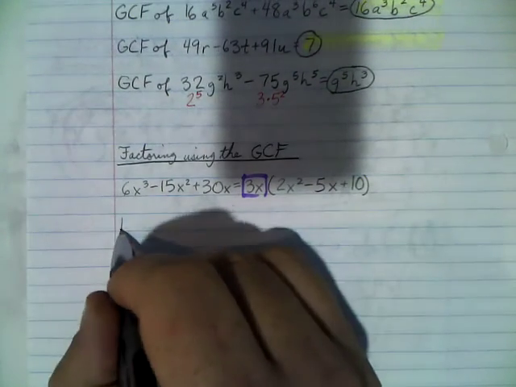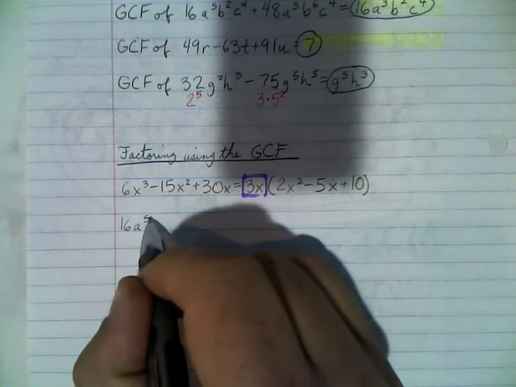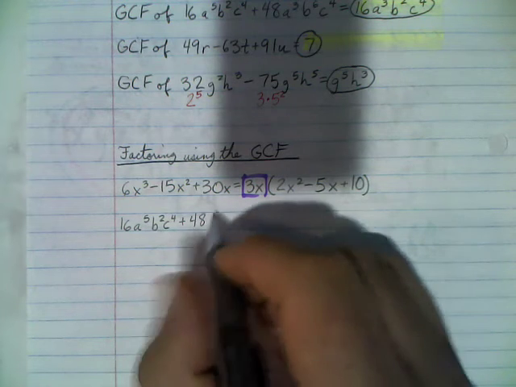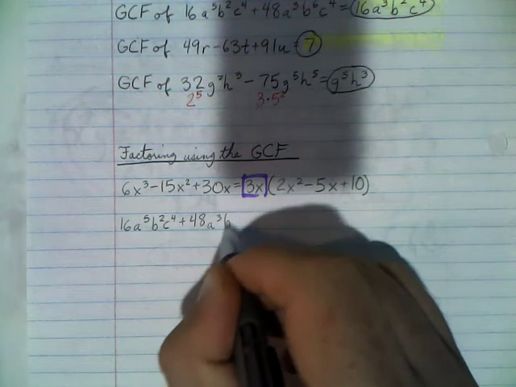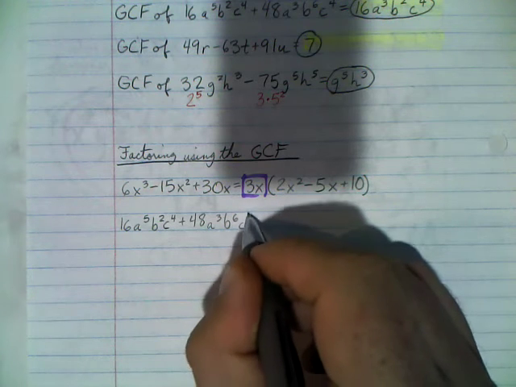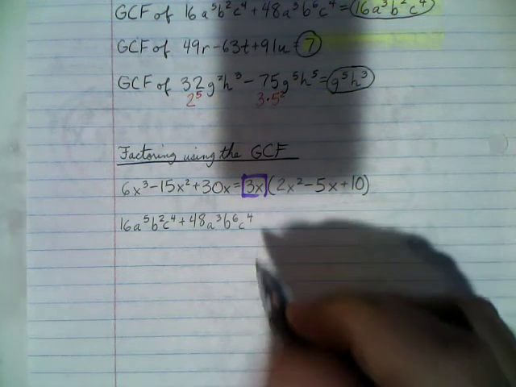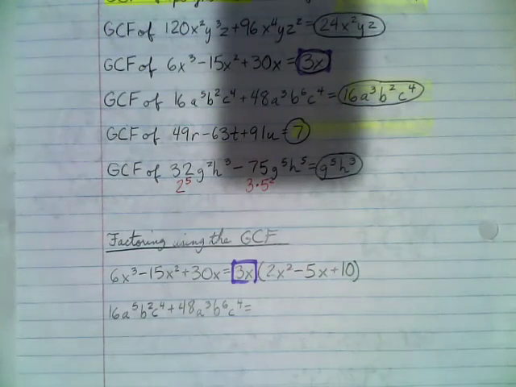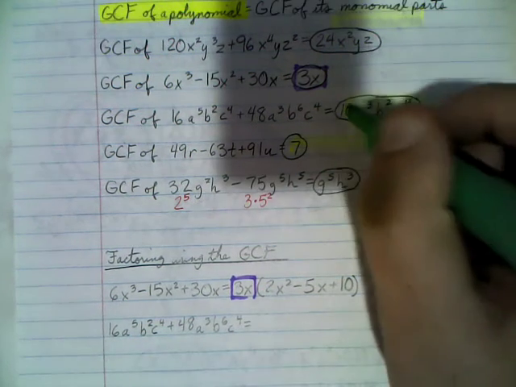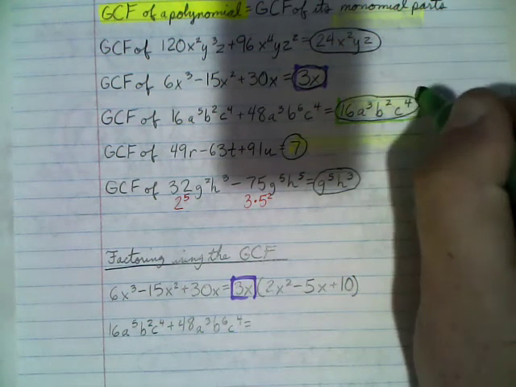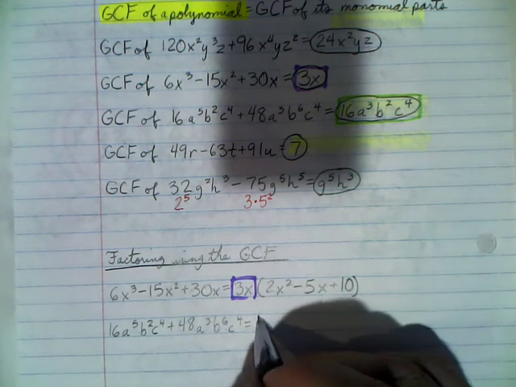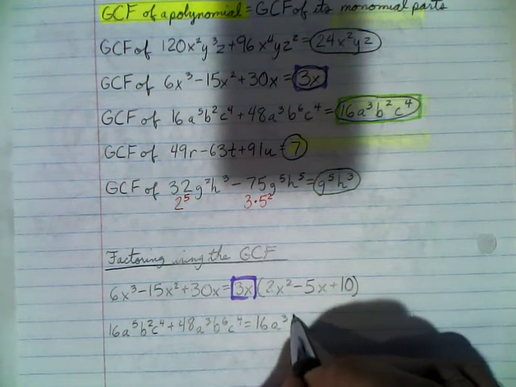So let's try factoring our second statement up there, 16 a to the 5th power b squared c to the 4th power plus 48 a cubed b to the 6th power c to the 4th power. So I'm going to grab a different color this time. I happen to pick up my green. So we've already discovered that the GCF of this is 16a cubed b squared c to the fourth power. So that's what can be pulled out of each of these terms.